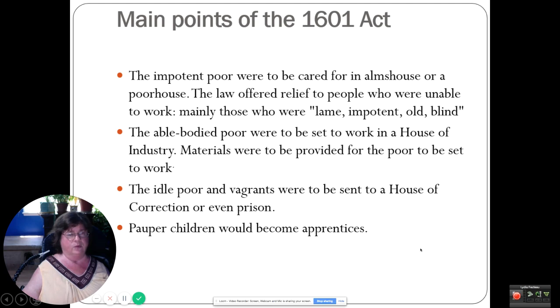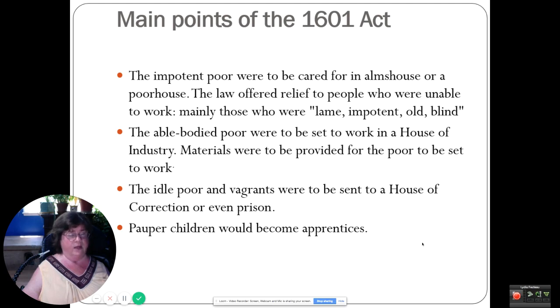So the act that was passed in 1601, the main point of this act, this was the act about taking care of the poor. The impotent poor were to be cared for in almshouses or poorhouses. So the law offered relief to people who were unable to work, mainly those that were, quote, lame, impotent, old, and blind.